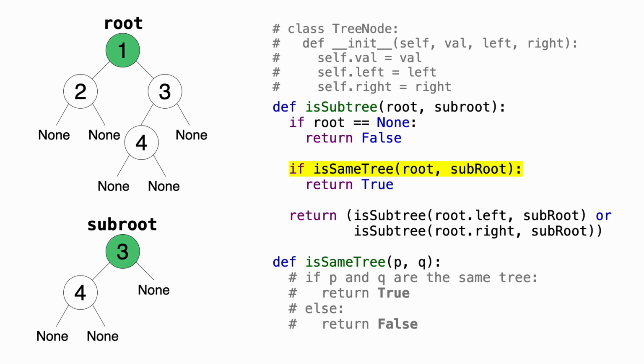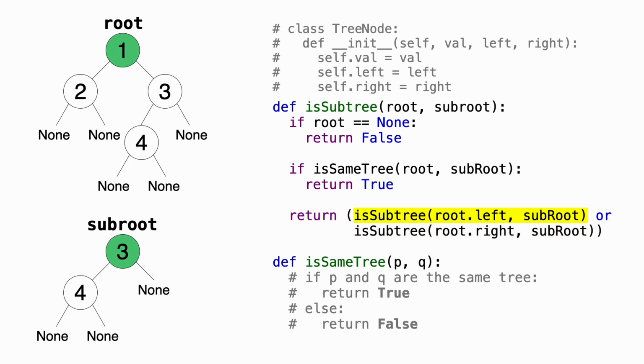Now it's time to check if root and subroot are the same tree. So let's call our helper function isSameTree, which will return true if root and subroot are the same tree. You can see that the two nodes right now have different values, so they are clearly not the same tree, and so this function call will return false. At this point, we'll now have to check if any of the subtrees of root are the same tree as subroot. So we'll end up returning true if the left subtree of root contains a subtree that is the same as subroot, or if the right subtree of root contains a subtree that is the same as subroot.